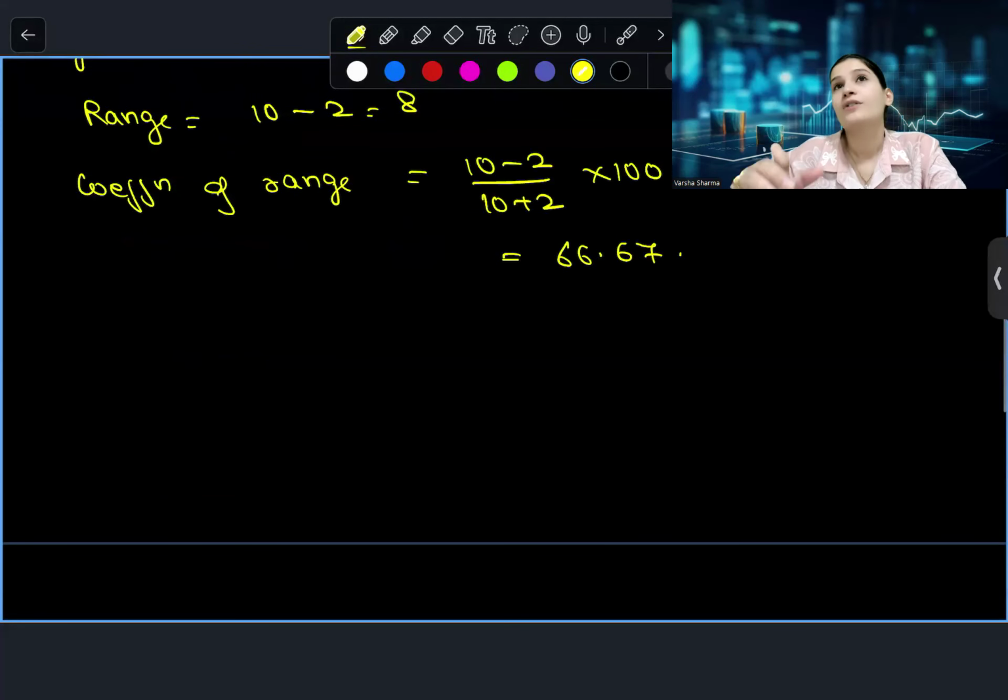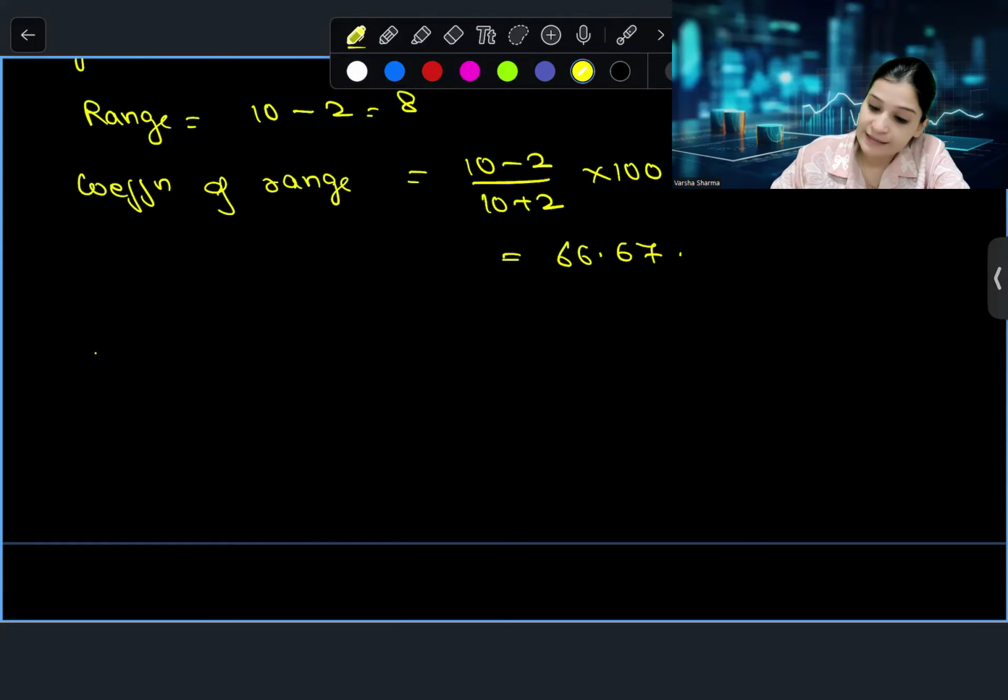After range, we use range only when we are talking about weather forecast or quality control. Otherwise, it's a nonsense term. Now, does it use all the data? No. Is it affected by extreme observation fluctuation? 100%, because it only uses extreme data. It only uses the smallest and the largest data. So it is highly affected.